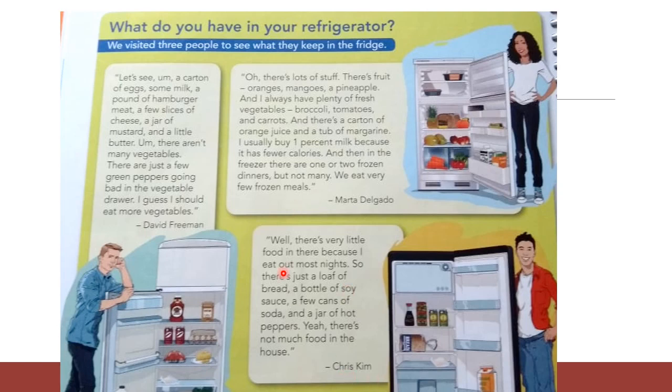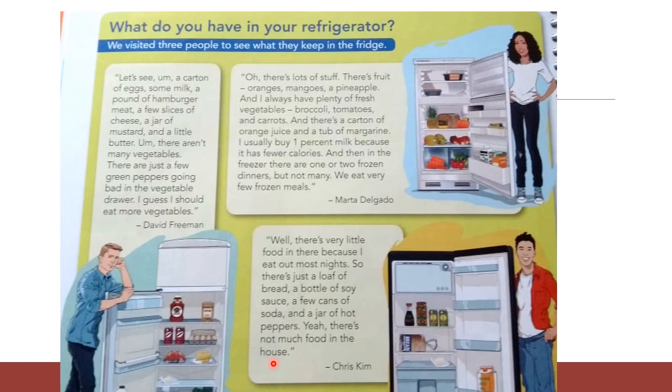And Chris Kim, he says, well, there's very little food in there because I eat out most nights. So there's just a loaf of bread, a bottle of soy sauce, a few cans of soda, and a jar of hot peppers. Yeah, there's not much food in the house.